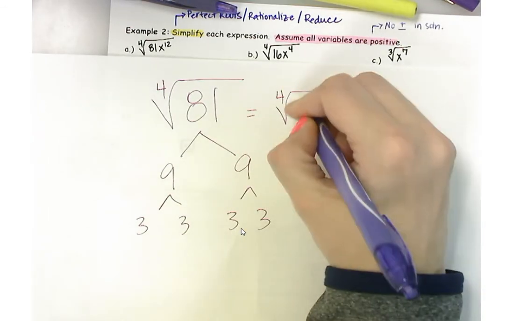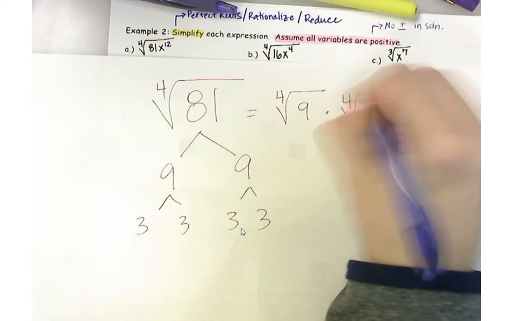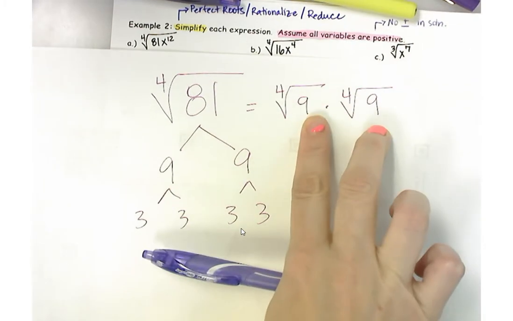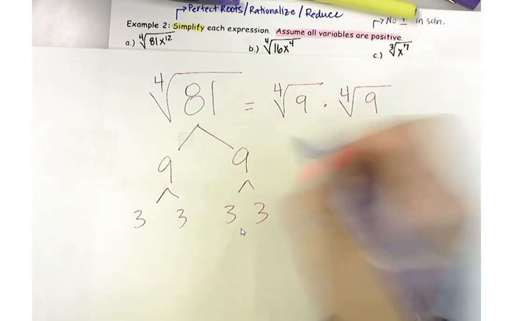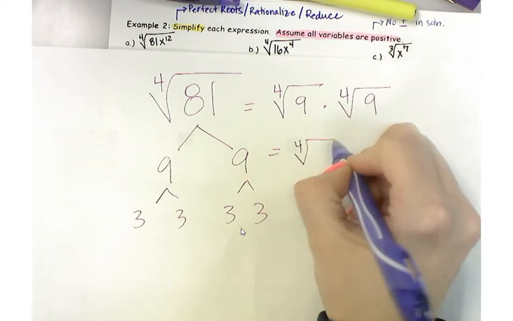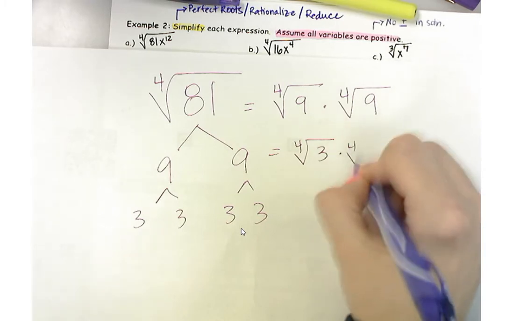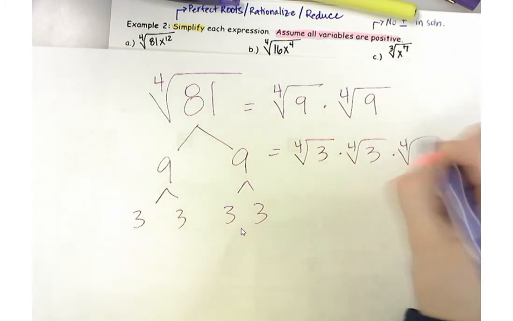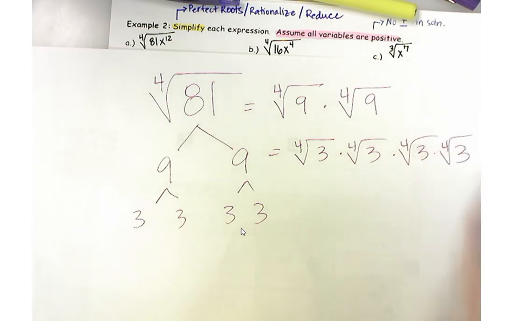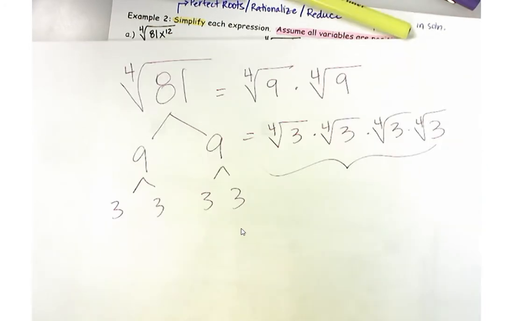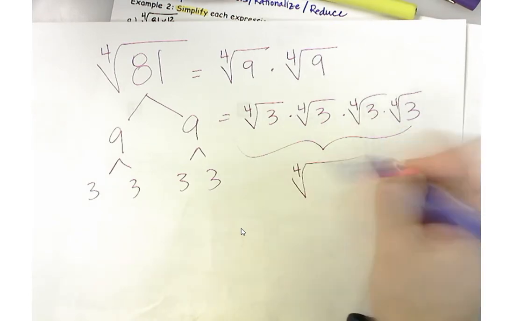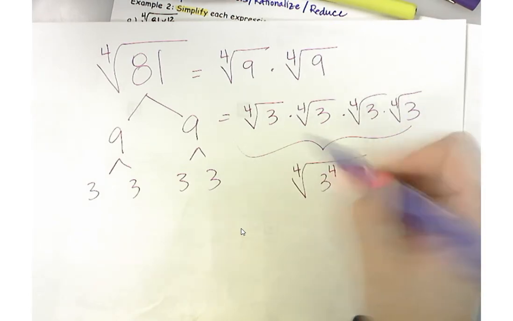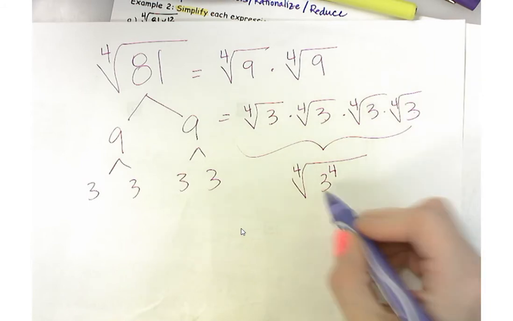Yep, those are going to cancel and you'll be left with 3. Okay, so when you're doing this without a calculator, you want to think of your prime factorization. Okay, this breaks into 3 times 3 times 3 times 3, and we know that the fourth root of 3 to the fourth is going to be 3, so that's going to be part of our final answer.